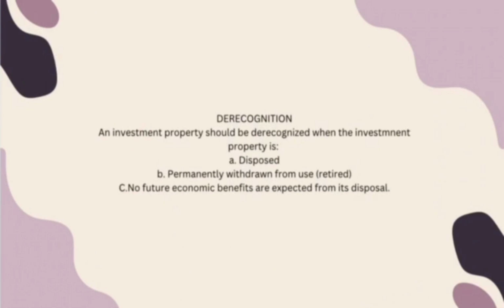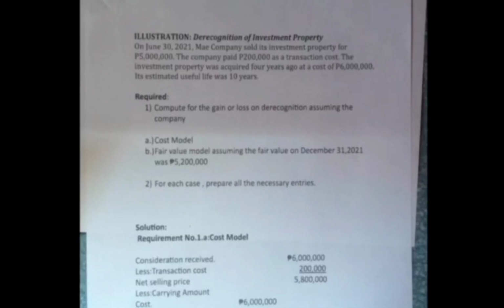Derecognition. An investment property should be derecognized when the investment property is disposed, permanently withdrawn from use or retired, and no future economic benefits are expected from its disposal. Illustration for derecognition of investment property. On June 30, 2021, May Company sold its investment property for 5 million pesos. The company paid 200,000 pesos as a transaction cost. The investment property was acquired 4 years ago at a cost of 6 million pesos. Its estimated useful life was 10 years.